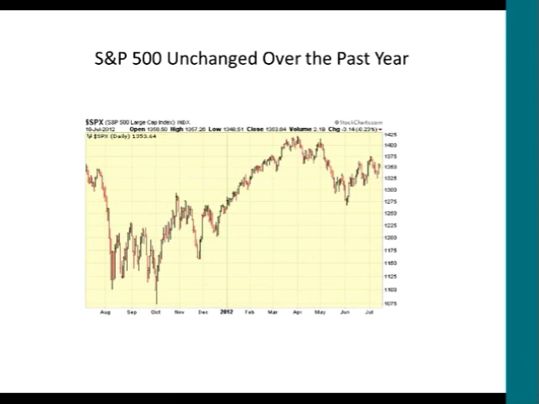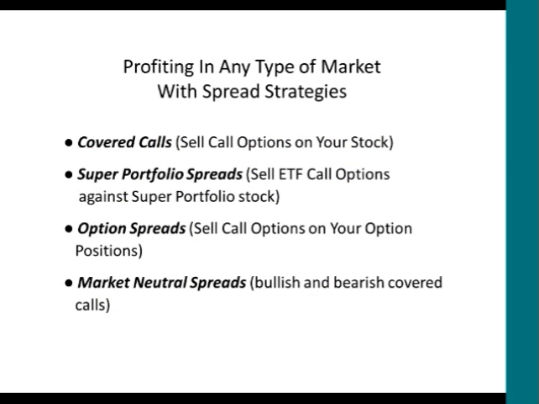And here's another snapshot, a more recent one. This is from July of 2011 to July of 2012. So over the past year, again, you can see a lot of price volatility here, but the S&P index is virtually unchanged from where it was a year ago in July. So that's why we shift our focus in these types of markets to the spread strategies, and these spread strategies can work well in any type of market.